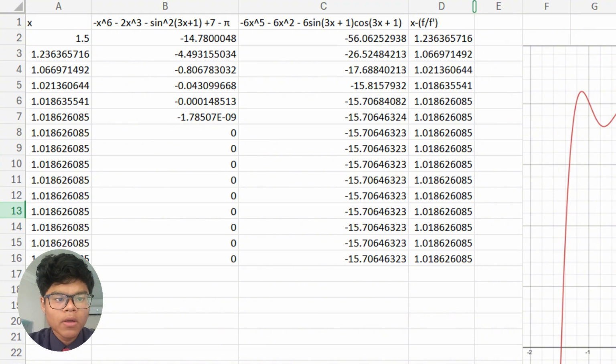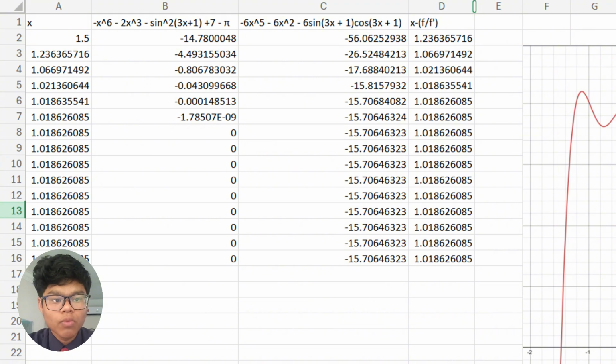Now, how do we get this? First, we expanded the original equation that we've been given, making it into the equation as you can see here in the second column. Afterwards, we found the first derivative of this expanded equation and placed it in the third column. Finally, we placed the two equations that we just got into the final column, which represents the Newton-Raphson method equation.